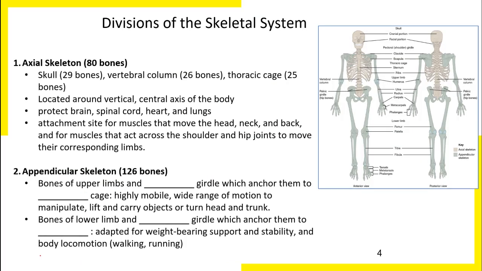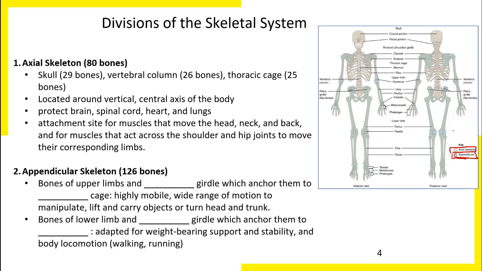In terms of the division of the skeletal system, it's divided into the axial skeleton and the appendicular skeleton. If you look at the diagram on the right, you can see that all the bones colored in beige are bones of the axial skeleton, whereas the bones colored in green are the bones of the appendicular skeleton. We're going to talk about the axial skeleton in this lecture and then talk about the appendicular skeleton in the next lecture.